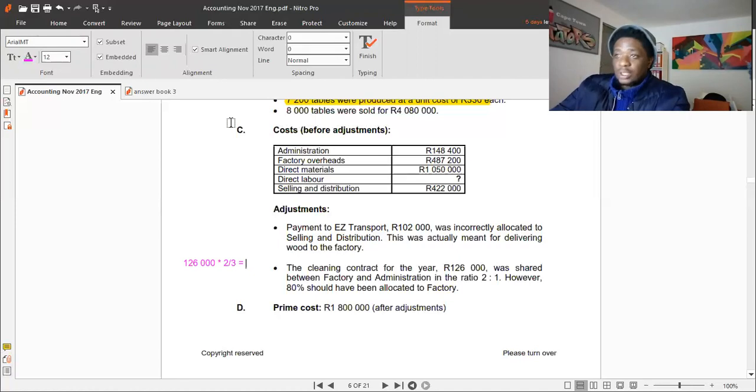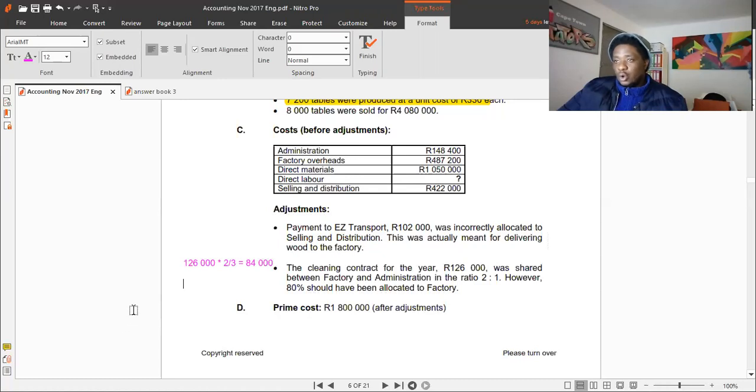This is how we allocated. This is how the allocation happened, because they told us that it was allocated according to the ratio of 2:1, and 2 plus 1, that's 3, and then the factory gets the 2 of that, and the administration gets 1. So 2/3, that will give us 84,000. So 84,000 of this 126,000 is included in this 487,200.